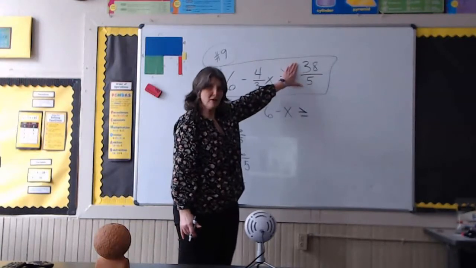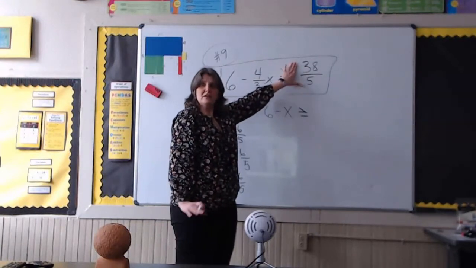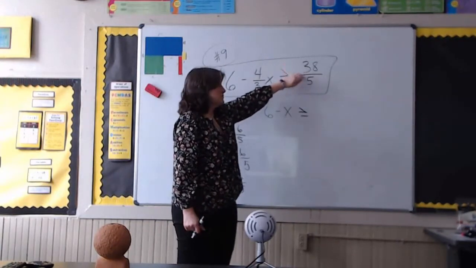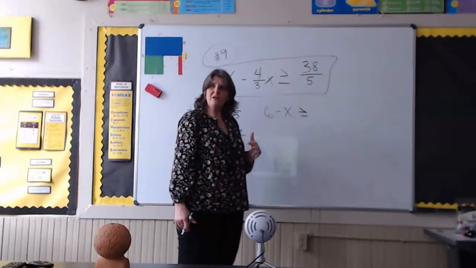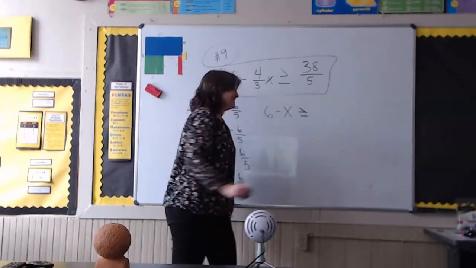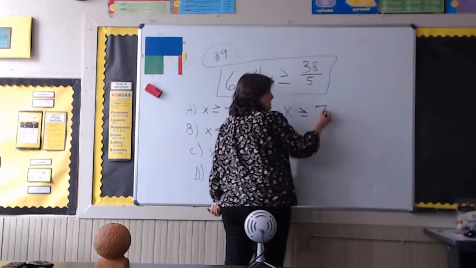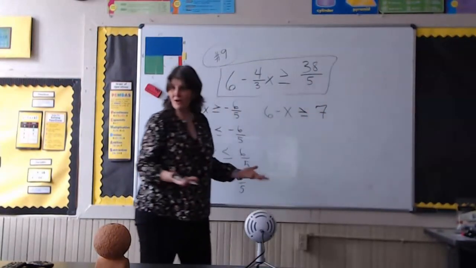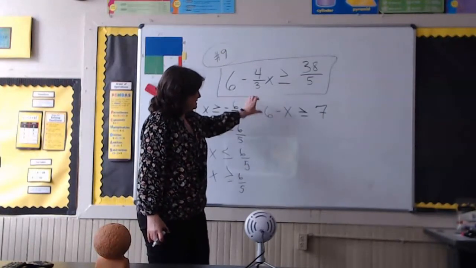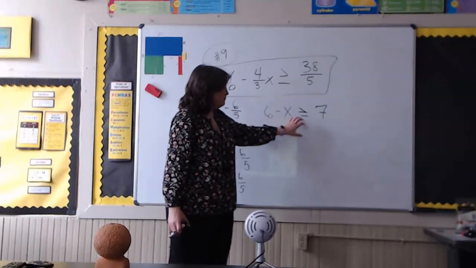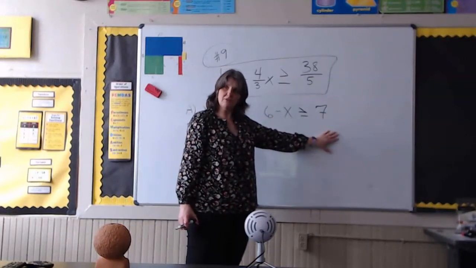and if we look at estimating this number, remember every fraction is really a division problem. So this really says 38 divided by 5. And we know that 5 goes into 38 a little more than 7 times, because 7 times 5 is 35. So if we look at this problem, it says 6 minus some number is greater than 7.